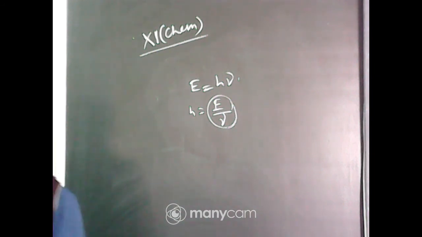So, you know that the London force depends on the polarizability. So, the polarizability of the interacting particles is the answer here.